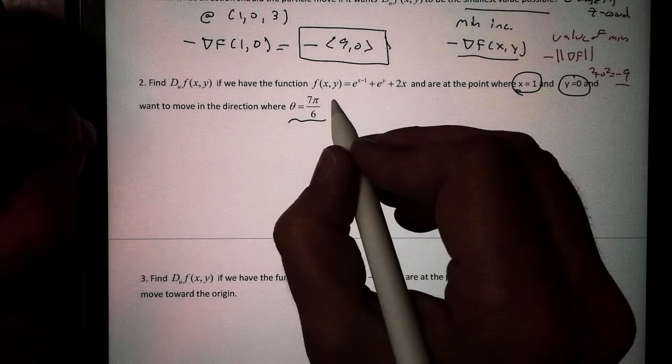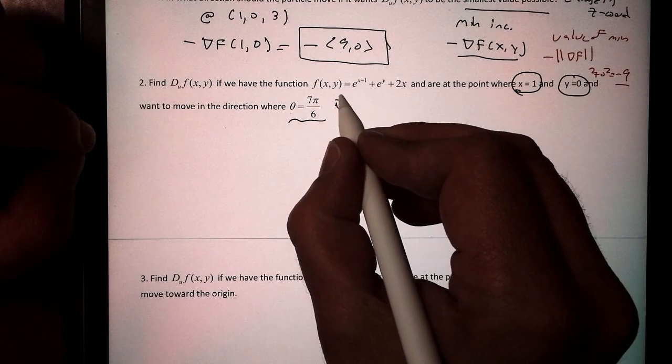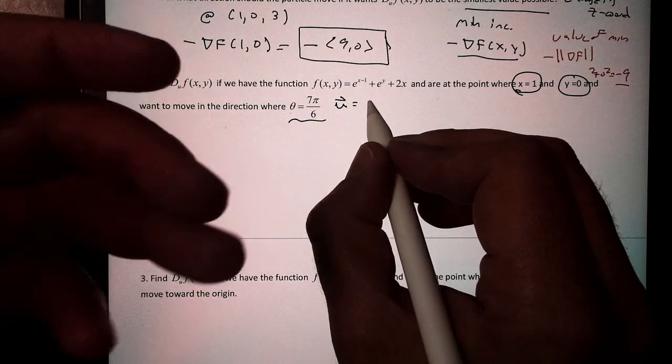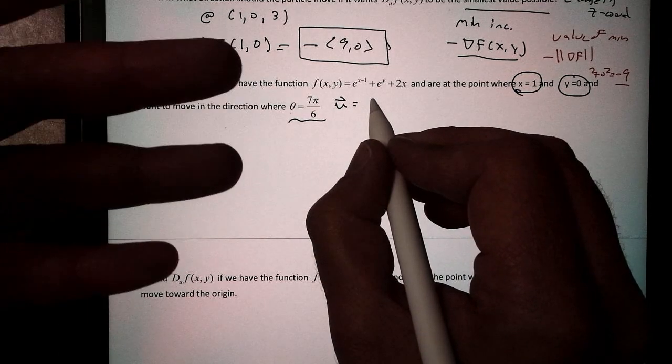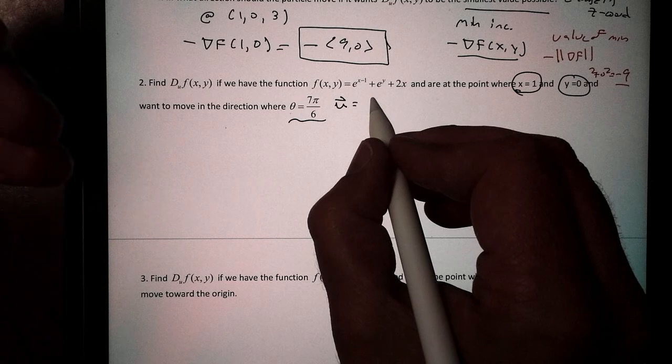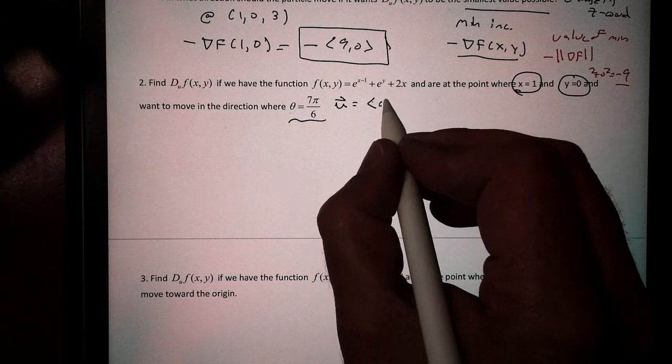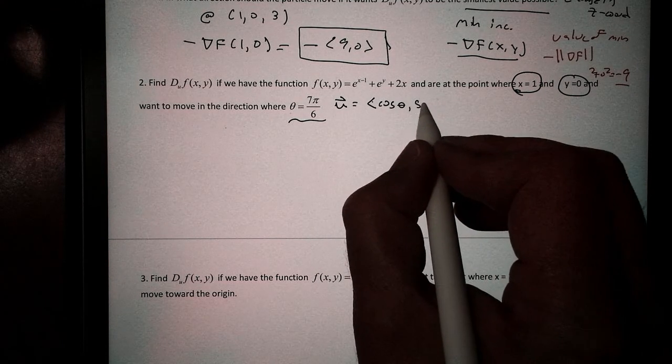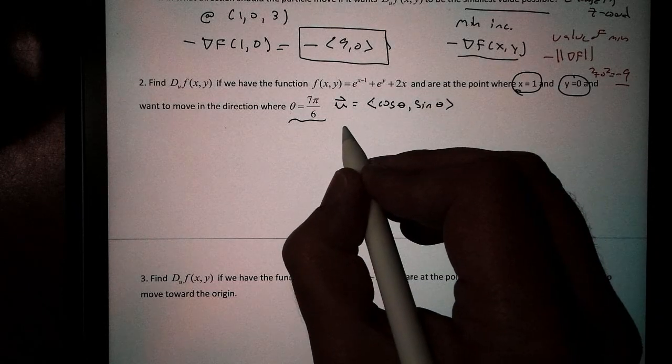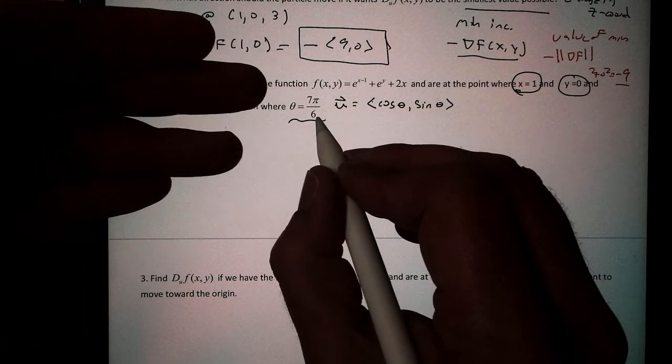So this is going to give me my direction. So I can find u pretty quickly. Now, to get u, remember this is our direction vector. And earlier we said one way to find u is to get the cosine of theta and the sine of theta. That's a quick way to get a unit vector if I'm given an angle.